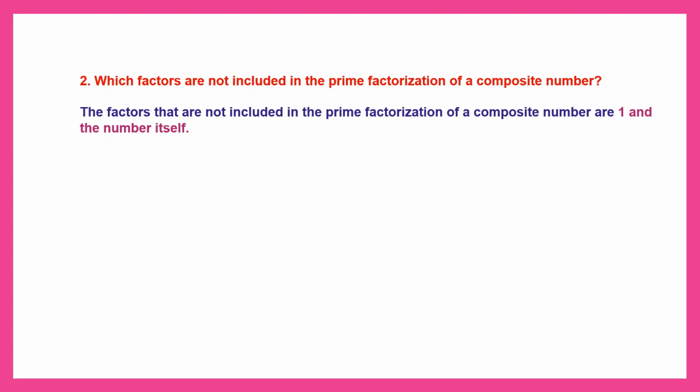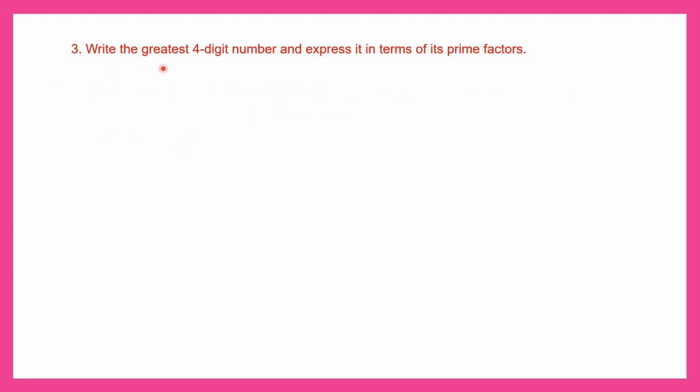Question 3. Write the greatest 4-digit number and express it in terms of its prime factors. So there are two parts to this question. We have to write the greatest four-digit number first, and then write its prime factors.